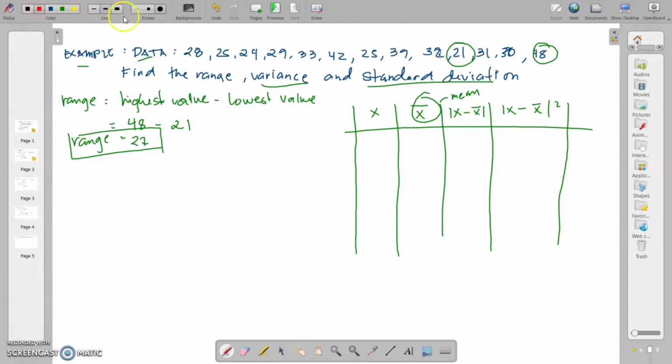Then input the x values in the set from the lowest to the highest: 21, 24, 25, 25 (two 25s), 28, 29, 30, 31, 32, 33, 39, 42, and 48. Then we add the mean.